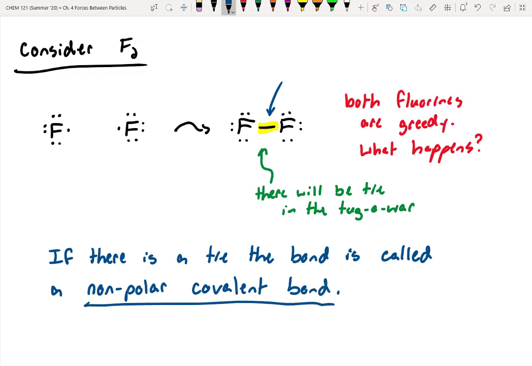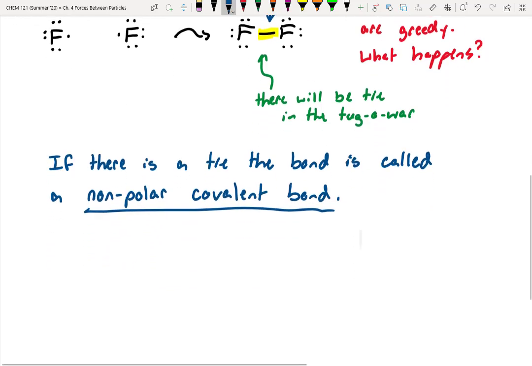So this is a term we're going to use a lot throughout this course. It's really important to remember that it's nonpolar if there's just a tie overall, and we'll talk more about how shape actually factors into this in a little bit. But let's consider another one.